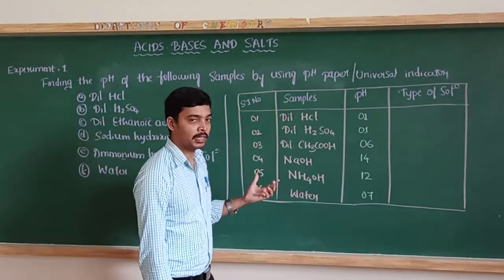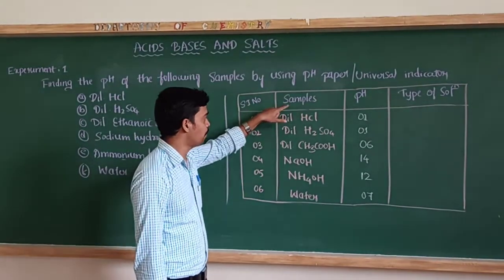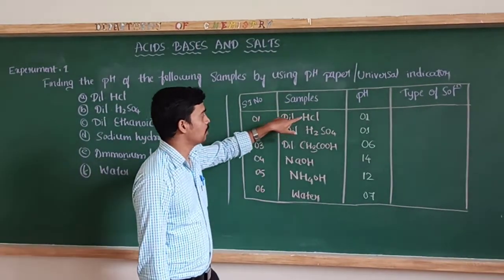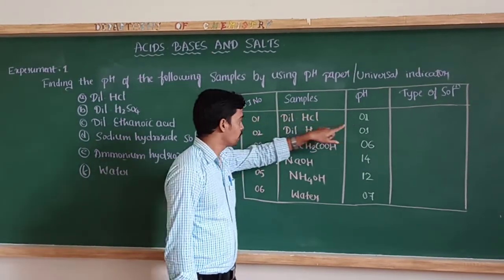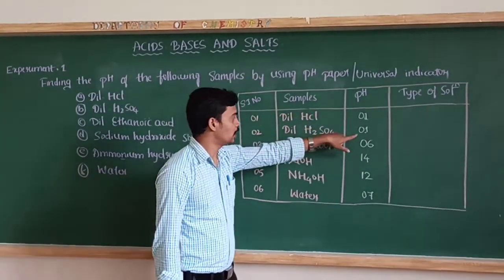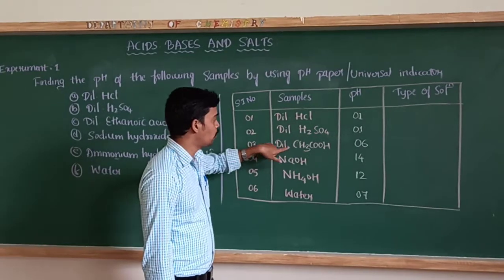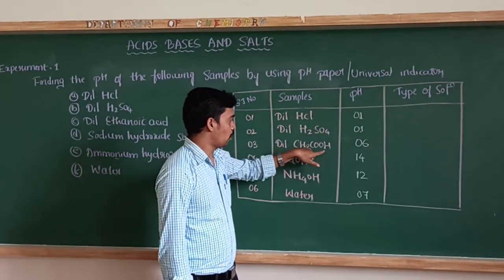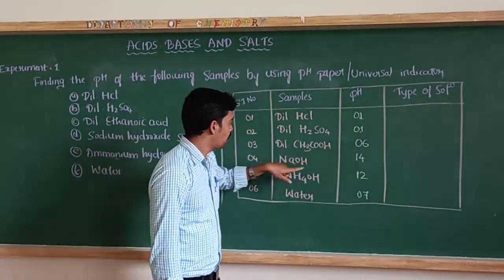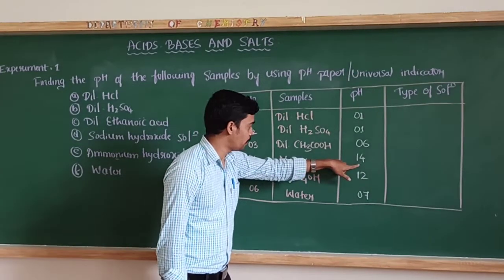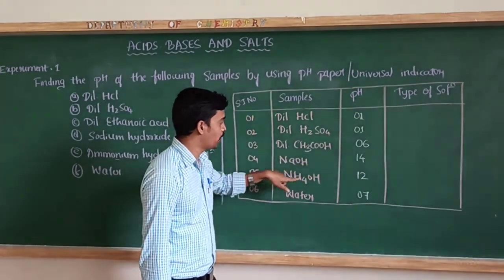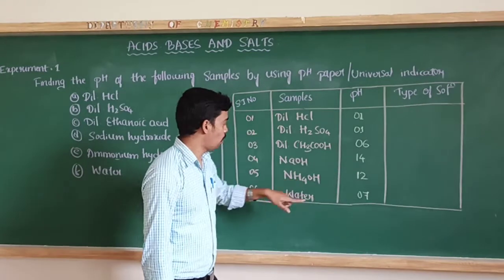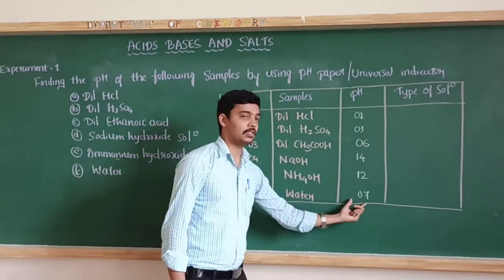Okay, from this experiment, we concluded that the samples like dilute HCl have pH 1, and dilute H2SO4 its pH is 1, and dilute acetic acid or ethanoic acid its pH is 6, and sodium hydroxide its pH is 14, and ammonium hydroxide its pH is 12, and water its pH is 7.